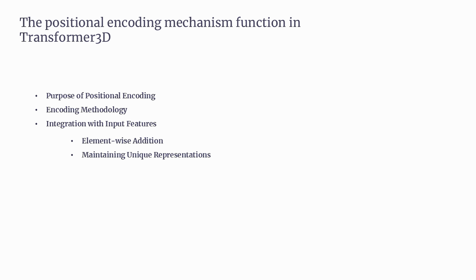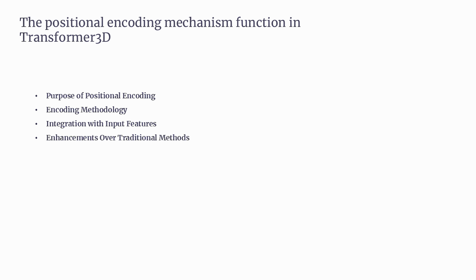2. Maintaining unique representations. This integration ensures that even identical points at different spatial locations have distinct representations. This is essential for the model to accurately capture how points interact and relate to each other within the 3D scene.